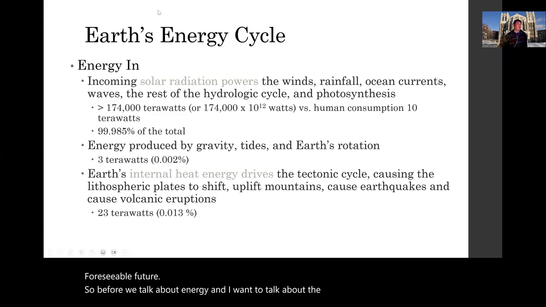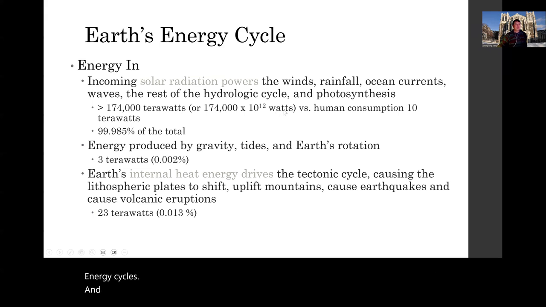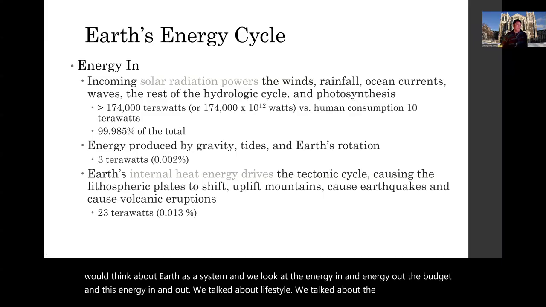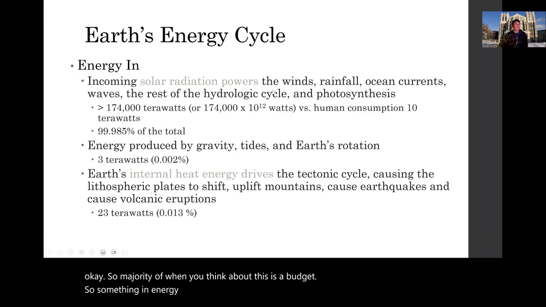Okay, so energy cycles, and I talked about this in my Earth System Science, and try to give you a picture. So if we think about Earth as a system, and we look at energy in and energy out, the budget, and this energy in and out, we talk about life zone. We talk about the surface of the Earth. Okay, so majority of, and you think about this as a budget. So something in, energy in is the solar radiation.